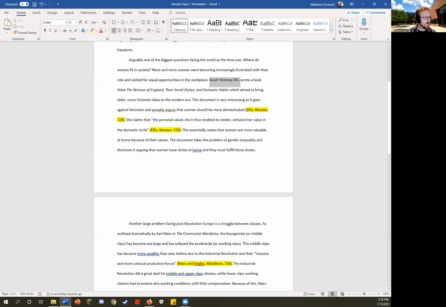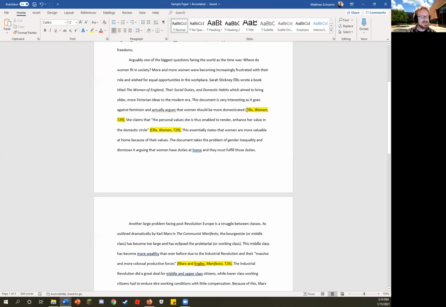Sarah Stickney Ellis wrote a book titled Women of England. And so here he introduces his piece of evidence to back up his essay, which aimed to bring older, more Victorian ideas to the modern era. This document is very interesting as it goes against feminism and actually agrees that women should be more domesticated. So here we have him using a piece of evidence to answer the question. This particular document is talking about feminism, or in this case, anti-feminism.